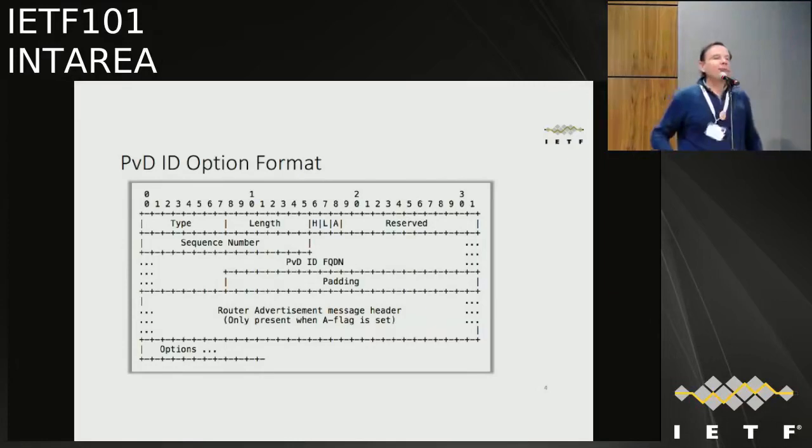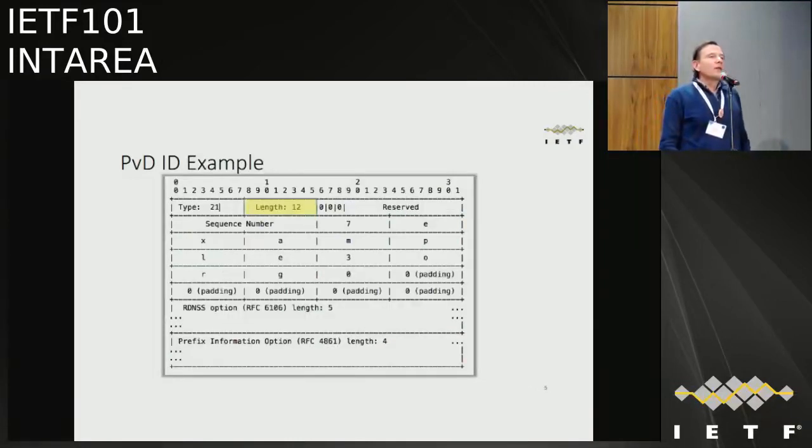Next slide. So, an example. Look at this one. This is the PVD ID option. It includes at the bottom two other options, the RDNSS and the PIO. Together they make 4 plus 5 times 8 bytes. The ID and the header with example.org make 3 times 8 octets as well. So the full length is 12. Actually, I counted badly, it's 3. We used it to make 12.